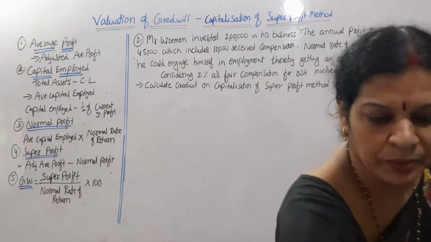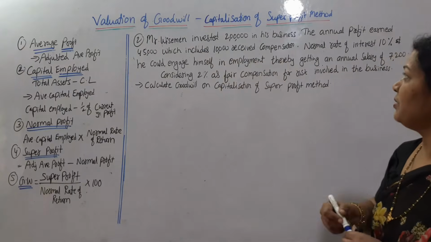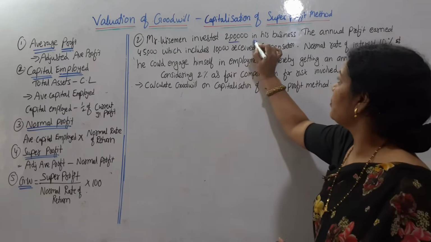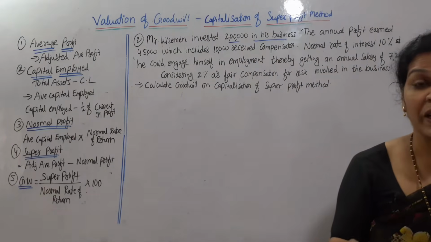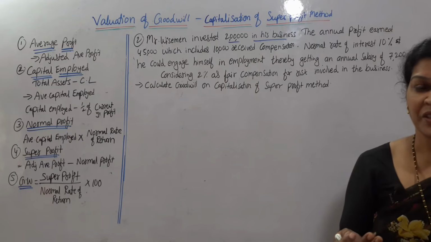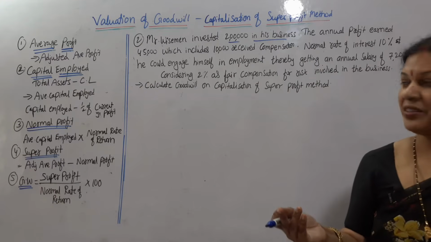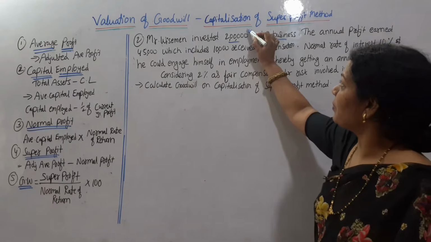Now here, if you see the problem, Mr. Weissman invested 2 lakh in his business. 2 lakh he has invested, which means nothing but assets. If liabilities or anything else are not given, then this would be the capital employed. So capital employed is this one.